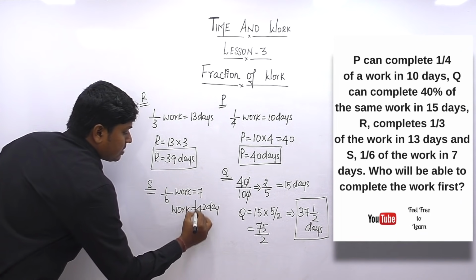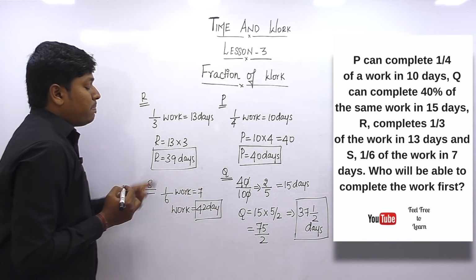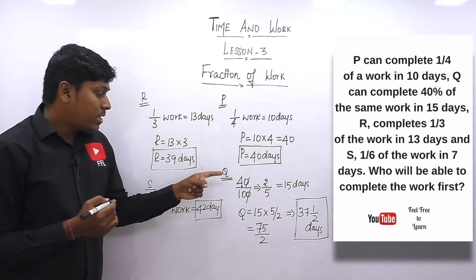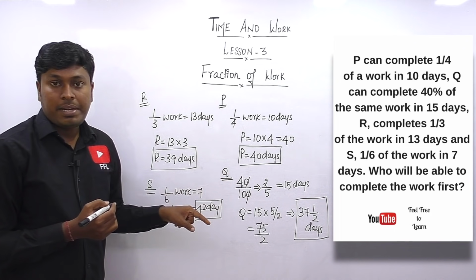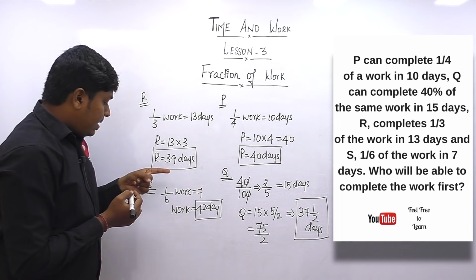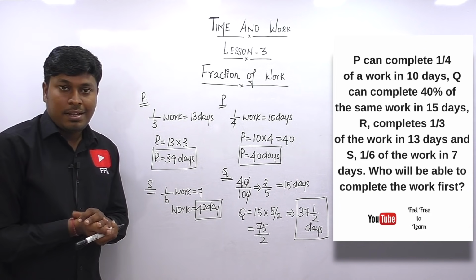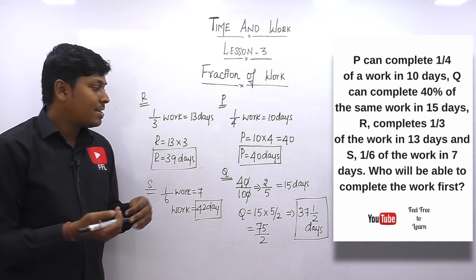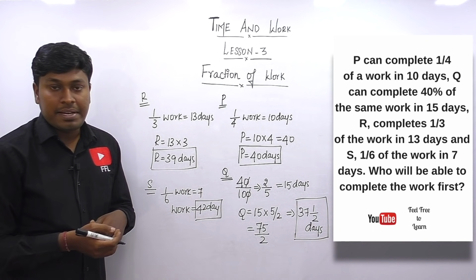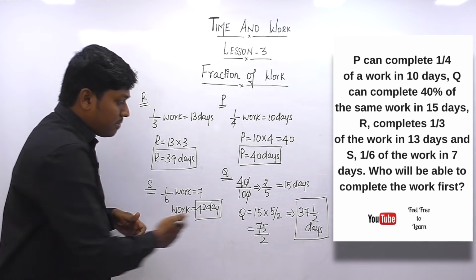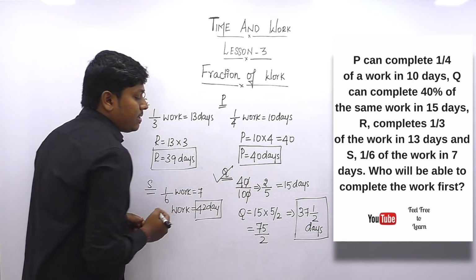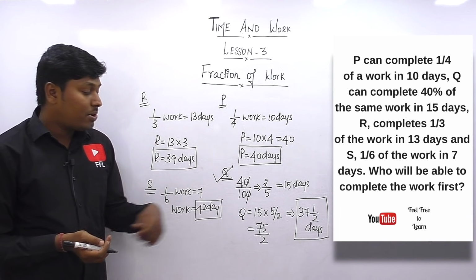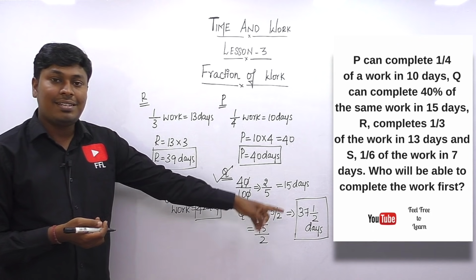So friends, listen here, most interesting, right? P alone took 40 days to complete a work, Q took 37.5 days, then R took 39 days and S took 42 days. But our target is to find who will be able to complete the work first. Completing first means the person who completes the work in less number of days. So here the least number of days is Q. So finally we can say that Q completes the work first. Why? Because he took only less number of days, which is 37.5 days.